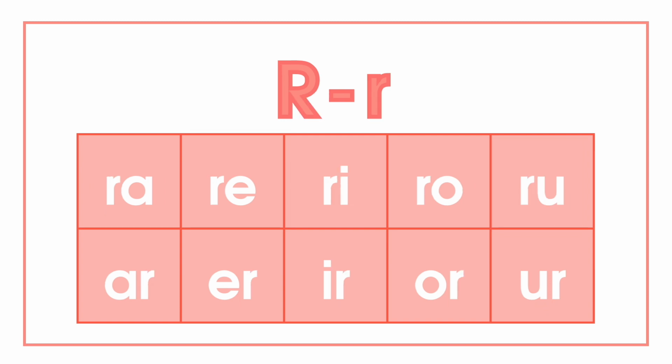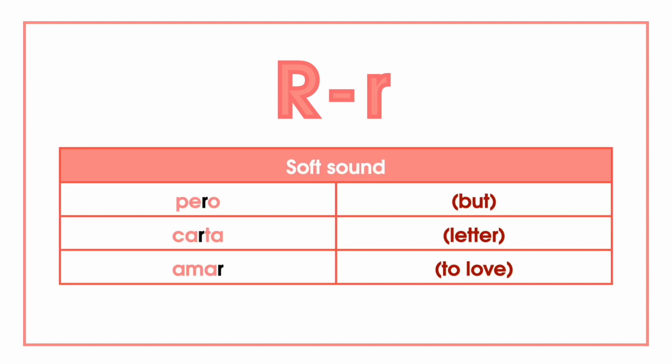The letter R in Spanish has two sounds, a soft sound and a strong sound. The soft sound is produced when the letter R is only one, and this one is in the middle of a word between two vowels or when followed by one consonant and even at the end of a word. Let's look at these examples. Pero, in the middle of the word, carta, in the middle of the word preceding a consonant, and amar at the end of the word.